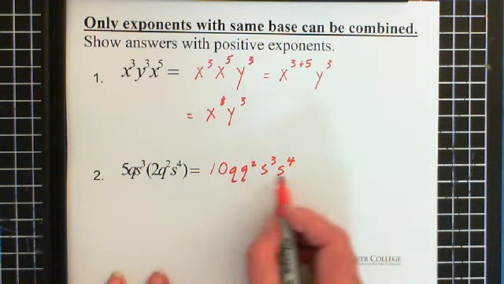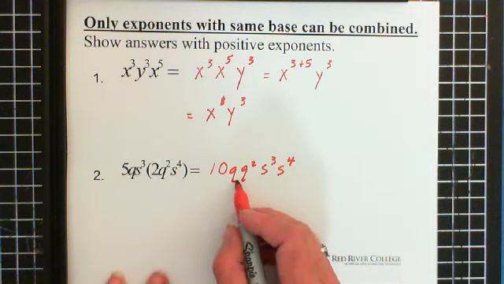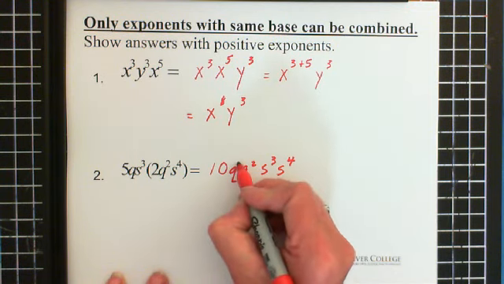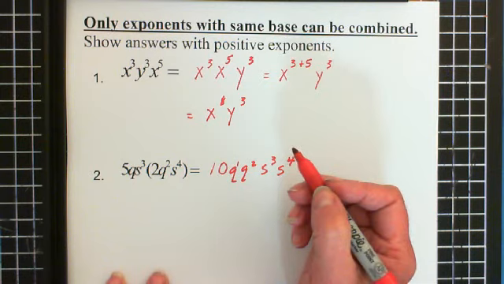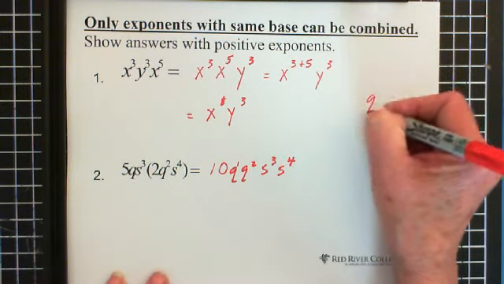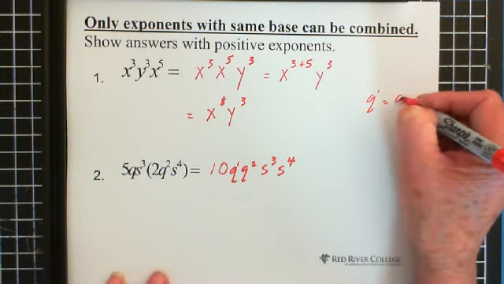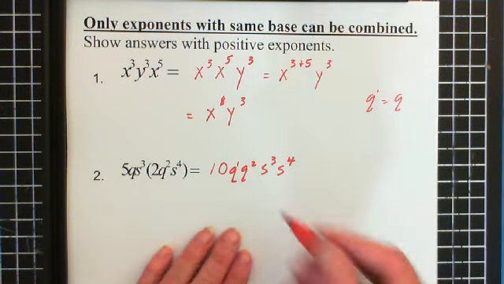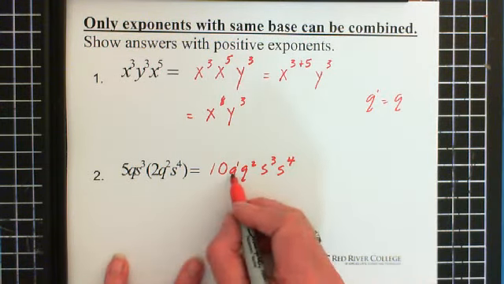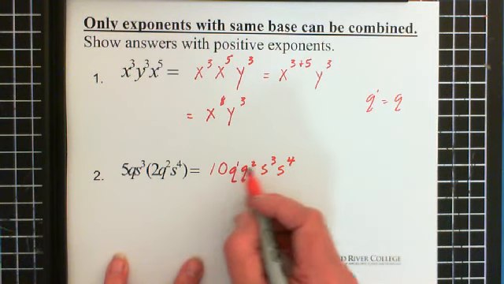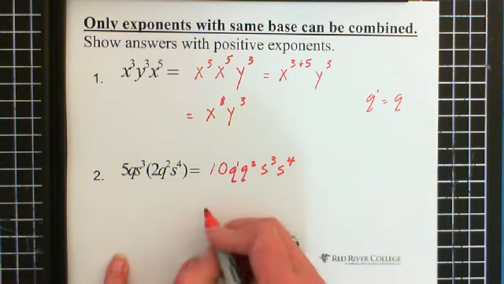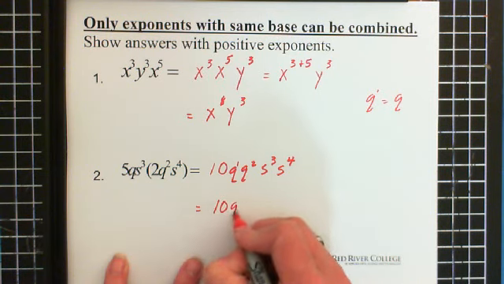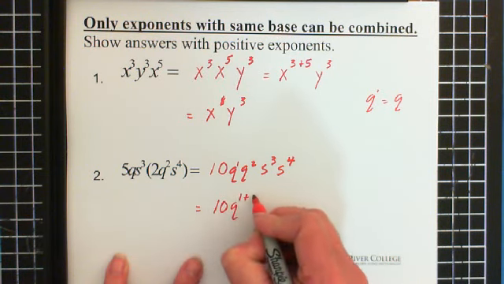Now what we're going to do is combine powers. Q that has no number in front of it is q to the power of 1. So q to the power of 1 is essentially the same as q. Again, we have the same base here, it's q, so we will just add the exponents. So we have 10 q to the 1 plus 2.